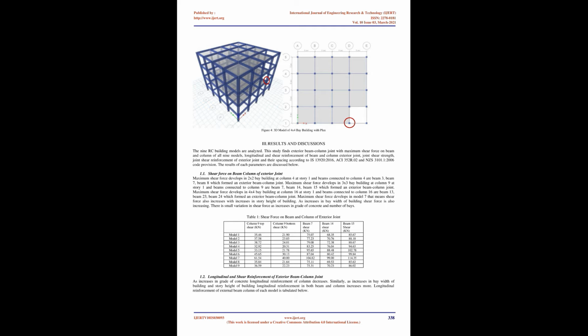Width of the bays, 3 m, 3.5 m and 4 m. Floor heights, 3 m, 3.5 m and 4 m. Number of the bays, 2, 3, and 4. Grade of the concrete, 20 MPa, 25 MPa, and 30 MPa. Size of column, 300 mm x 300 mm, 350 mm x 350 mm. Size of beam, 230 mm x 300 mm, 230 mm x 350 mm, 300 mm x 350 mm.